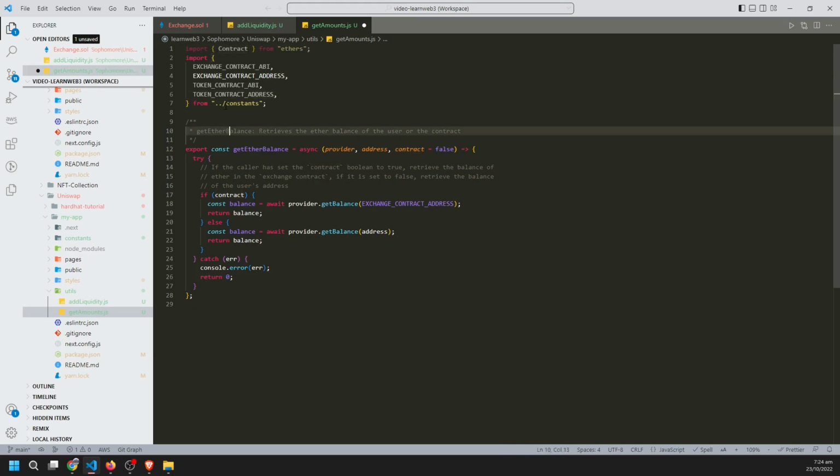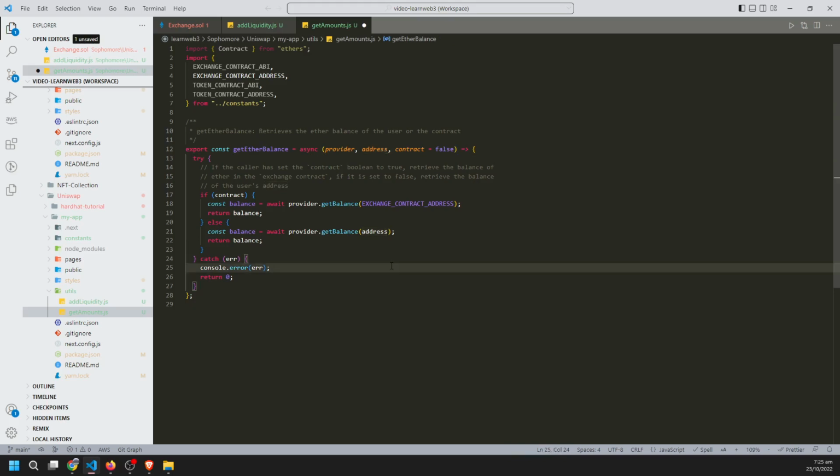contract, then we are importing constants, then there is a function getEtherBalance, which is going to call getBalance of the exchange contract address and getBalance of the address. That is the user's address.